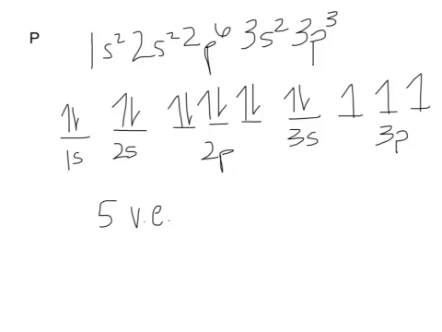And so to draw a Lewis diagram for phosphorus, element symbol, first 2 I'm going to place there, 1, 2, and then 3, 4, 5. There's phosphorus.